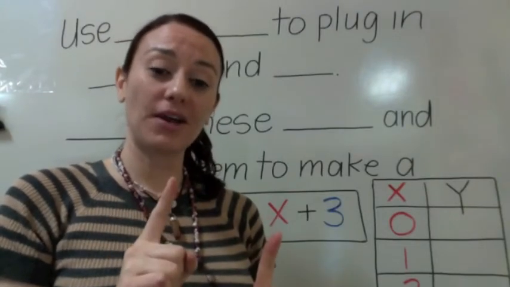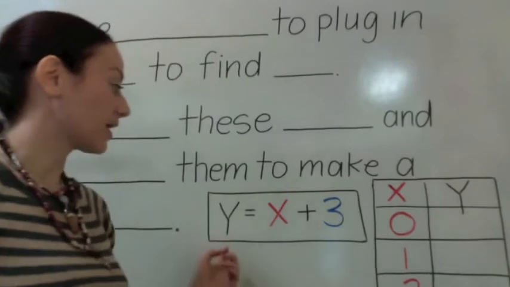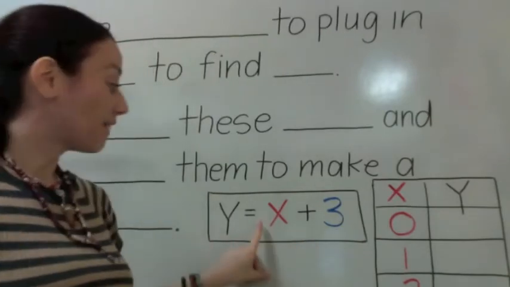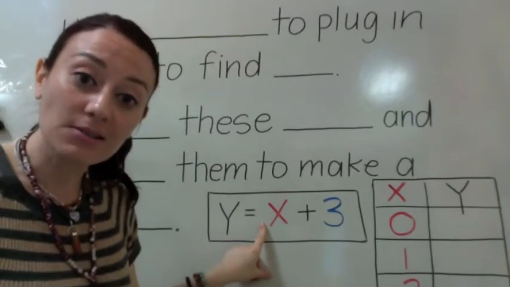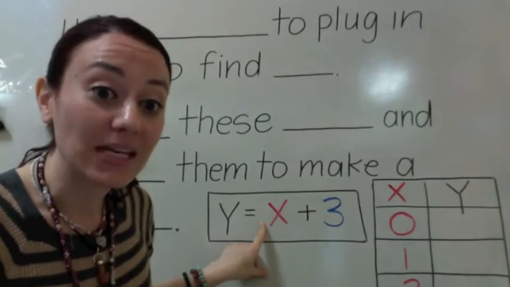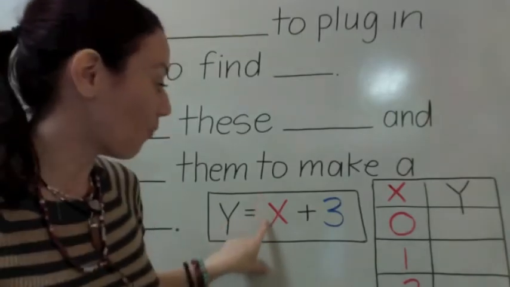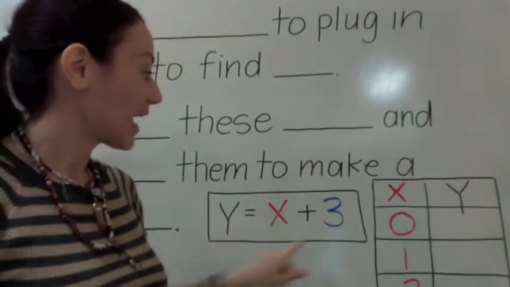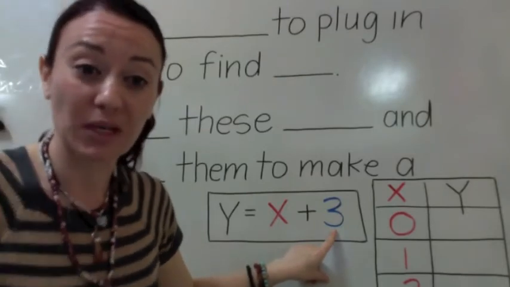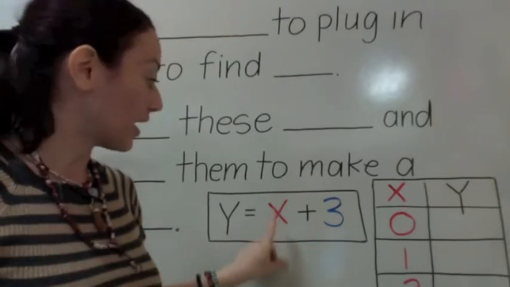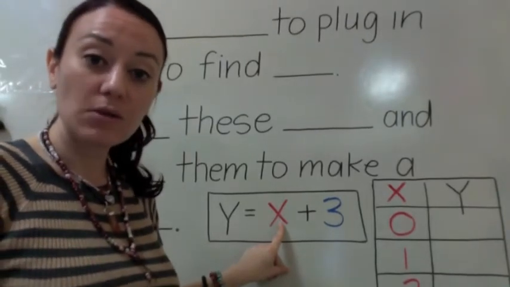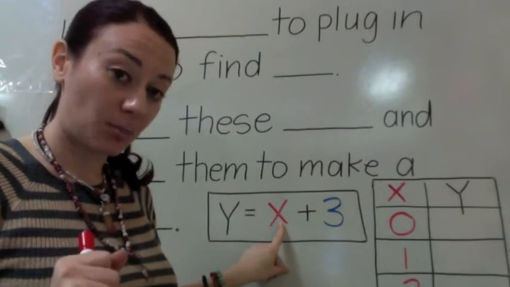Remember, a linear equation is in the form of y equals mx plus b. Here, there's no number in front of x, right? So technically, this number would be invisible. It would be a 1, right? And this would be a positive 3, which means we're going to be adding 3 to whatever value we plug in for x. So we use a special term for x.